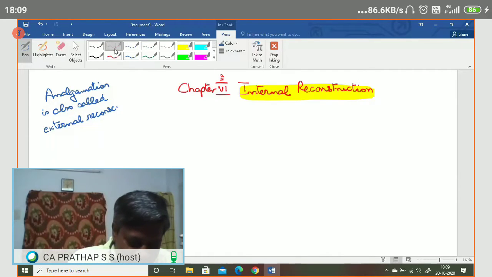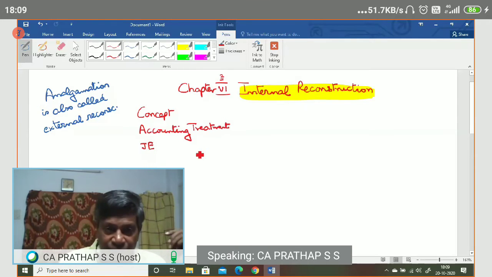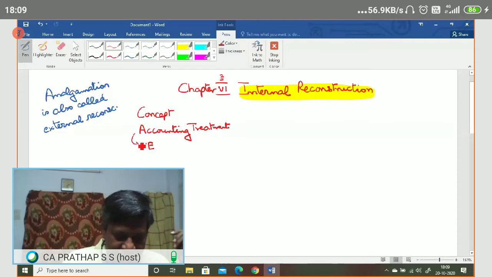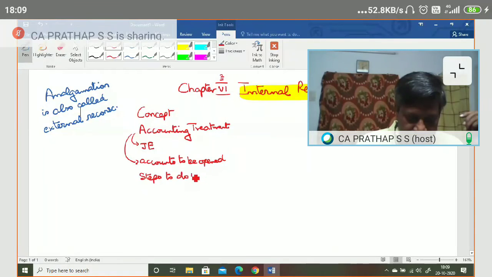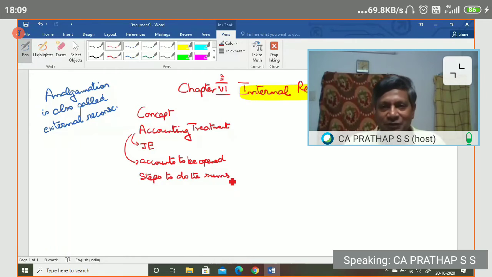So first we'll have to learn what the concept is. Very important in internal reconstruction are the journal entries: the accounting treatment in the form of journal entries, then the accounts to be opened, and of course the steps taken to do the sums. So this is today's topic. And as usual, after a brief introduction, we will get into sums which were asked in our last few attempts.